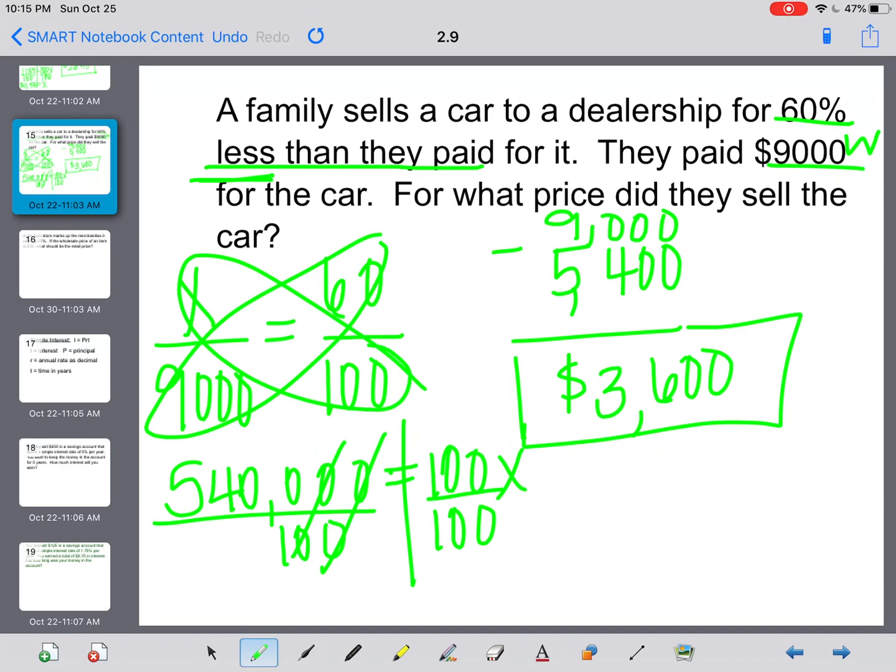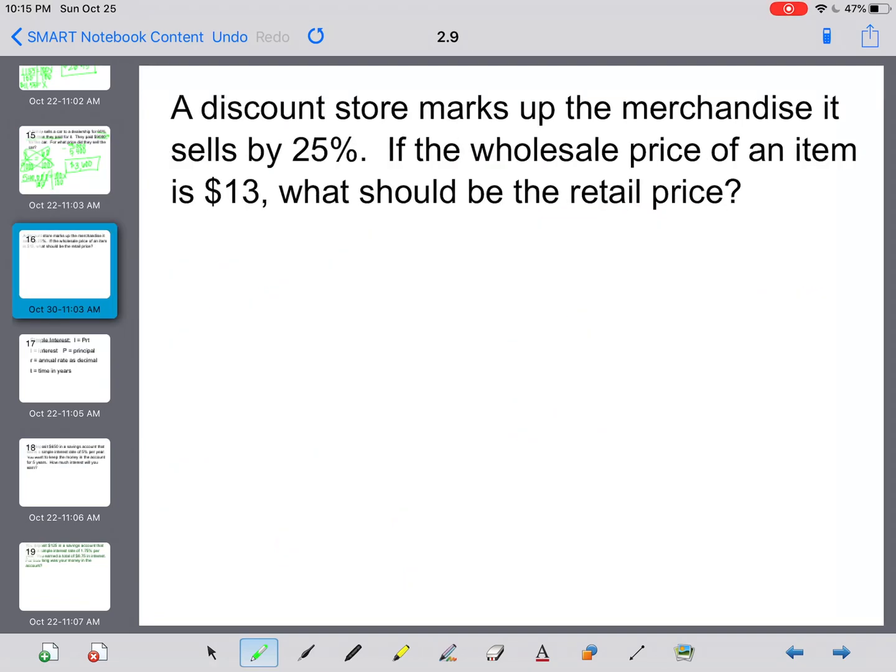That means when they sold their car to a dealership, they only got $3,600, even though they paid $9,000.